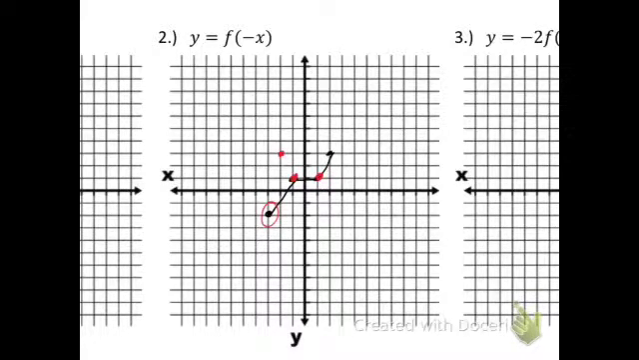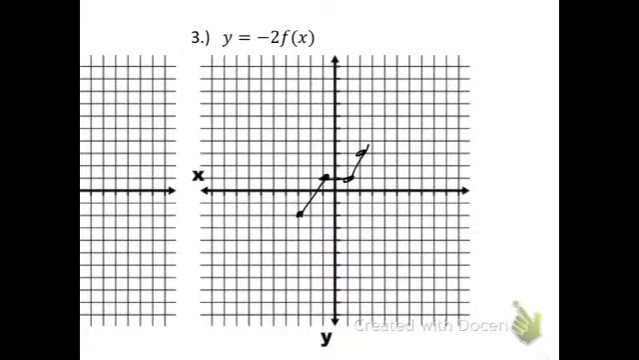And this guy used to be the point negative 3, negative 2. Now he's the point positive 3, negative 2. So he's going to be right there. And so now we got our lovely function. It's the same as the old one, just reflected over this y-axis.